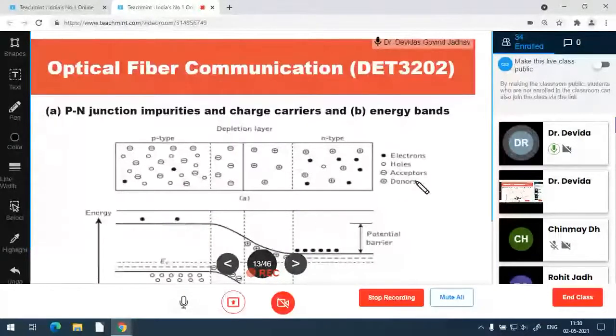So in PN junction construction, we know the filled circles are electrons, empty circles are holes, negative sign circles are acceptors, and positive sign circles are donors. In P-type, many acceptor ions are there. In N-type, many donor ions are there. Due to donor ions, many electrons are there in the N-type. Due to acceptor ions, there is a lack of electrons, that is many holes are there in the P-type. So holes in P-type and electrons in N-type are majority charge carriers, but some minority charge carriers are also there, that is electrons in P-type and holes in N-type.